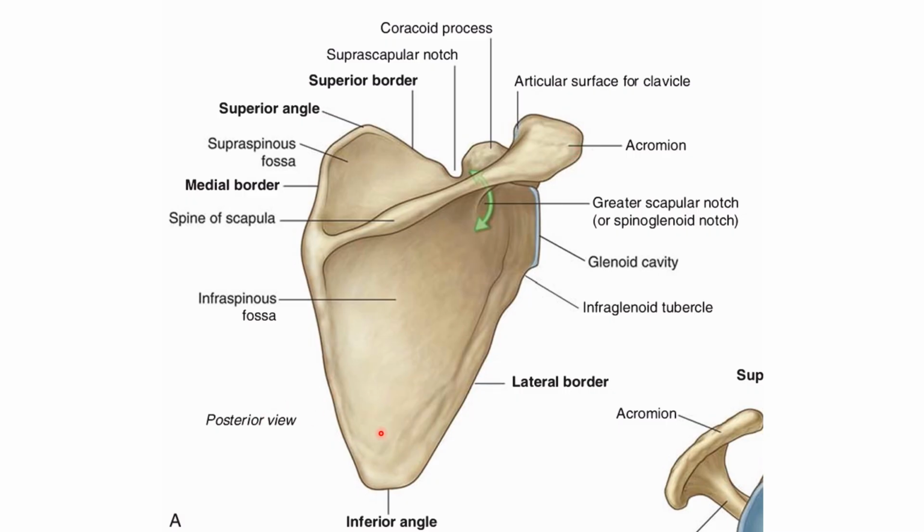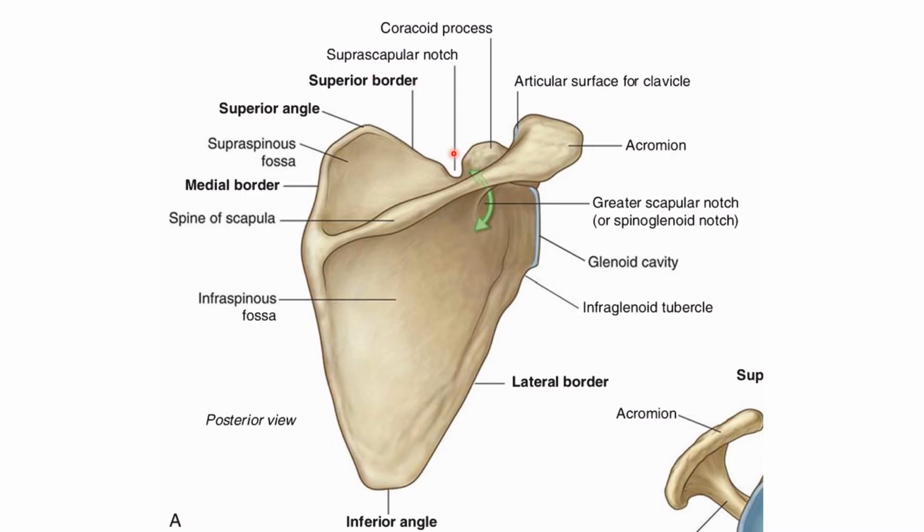So this is a posterior view of the scapula, and here we have the infraspinous fossa. Then this is the spine of the scapula. Now the spine of the scapula divides the scapula into 2 major parts: the supraspinous fossa and the infraspinous fossa. The infraspinous fossa provides the place for attachment of the infraspinatus muscle. The supraspinous fossa provides the place for attachment of the supraspinatus muscle.